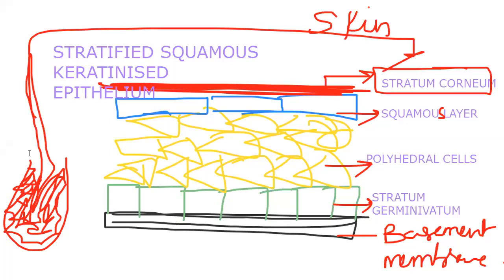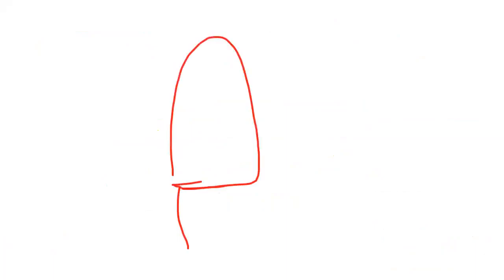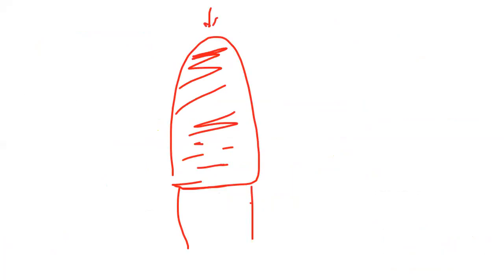This is the interesting thing here. So now you can understand whether your nail grows from the base or from the top. Just see here. I'm drawing your nail here. If you apply some nail paint here, is the growth happening from the tip or from the base? Growth is happening from the base. That means our setup is present here: basement membrane, germinal epithelium, polyhedral cells, squamous.